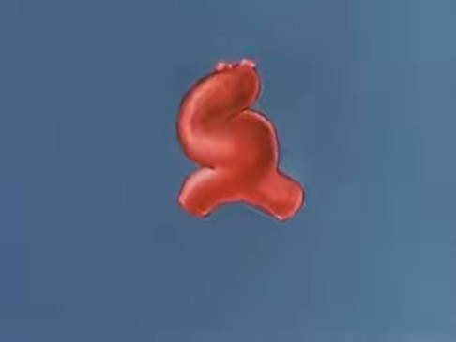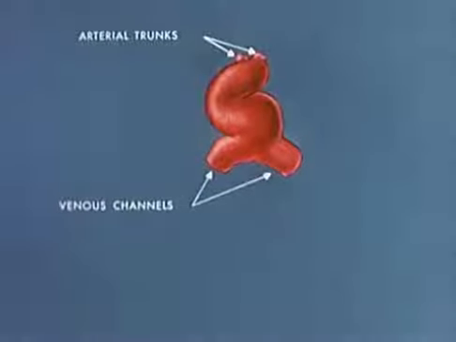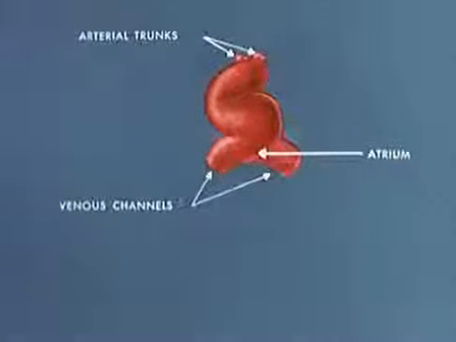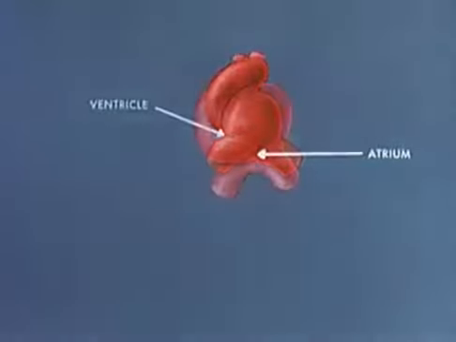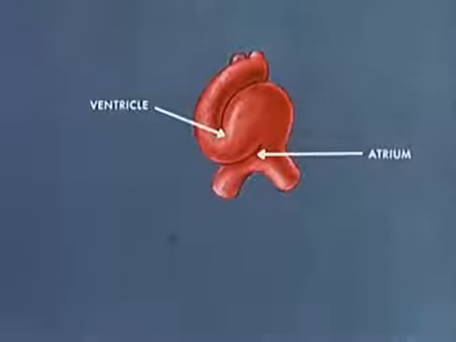Initially, the heart consists of a simple tube. It's anchored at one end by the differentiating arterial trunks and at the other by extensive venous channels which drain into the atrium. Being fixed at both ends, the cardiac tube grows rapidly in length, and the embryonic ventricle is bent into a loop to the right of the midline.